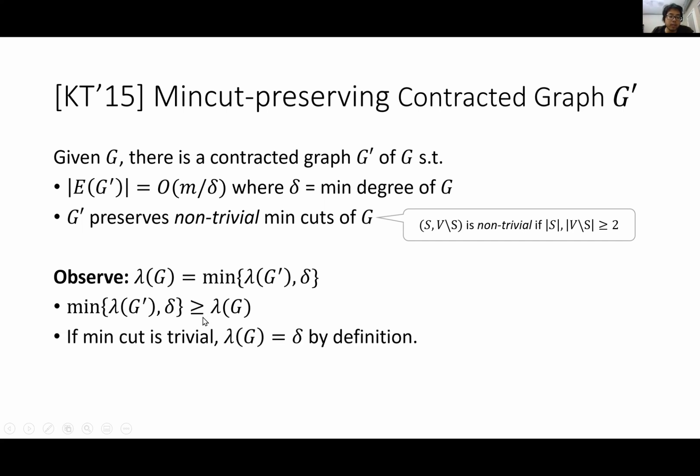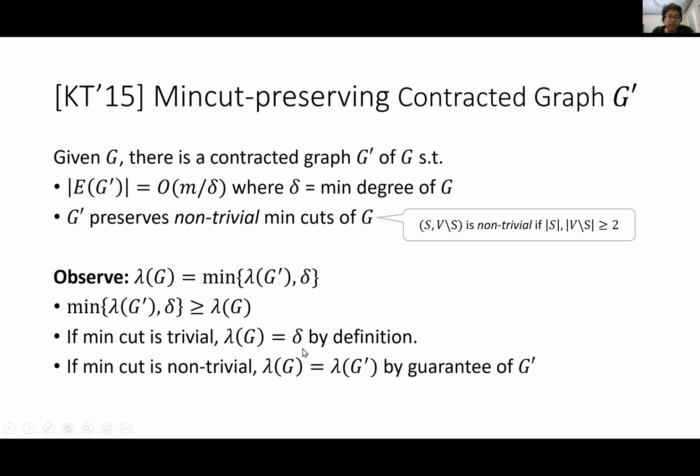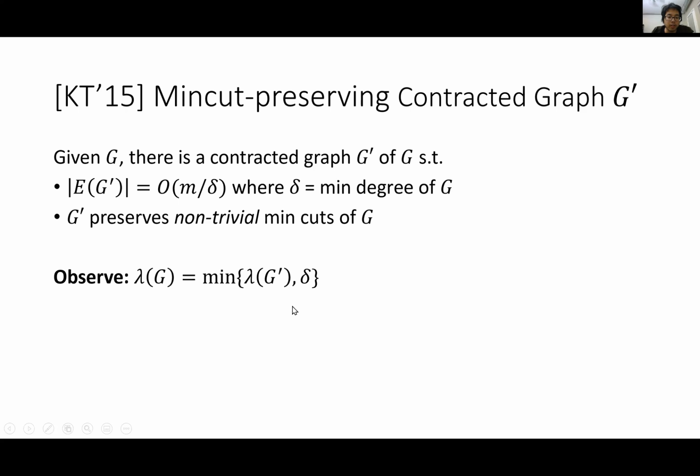Now let's consider two cases. Suppose that the min cut is trivial. So one side is just one vertex. Then by definition, you have that lambda G is delta. And if the min cut is non-trivial, we know just by the guarantee of G prime that G prime preserves the non-trivial min cuts in G. So here the edge connectivity must be preserved. So that's it. It's a handy thing to have.